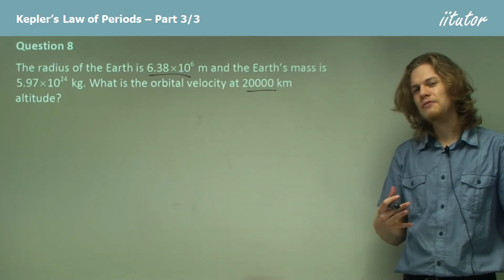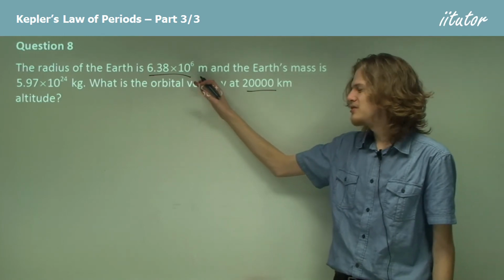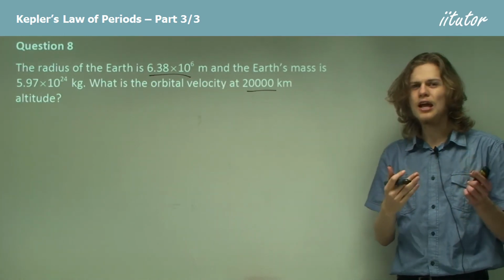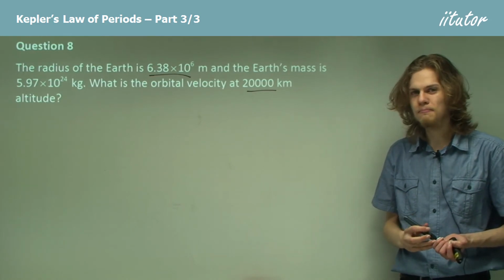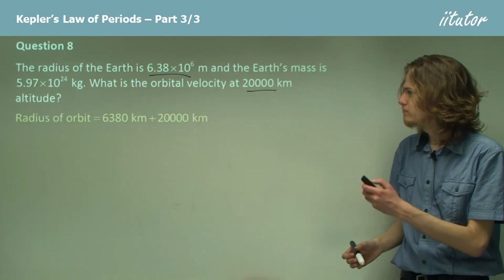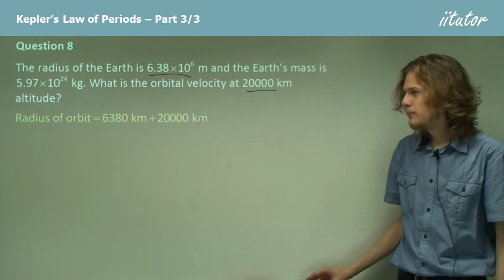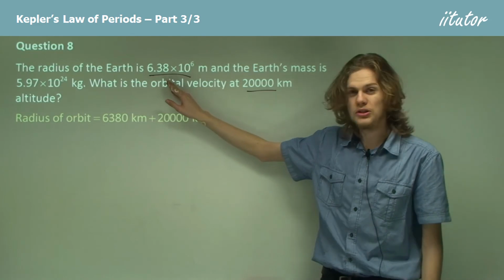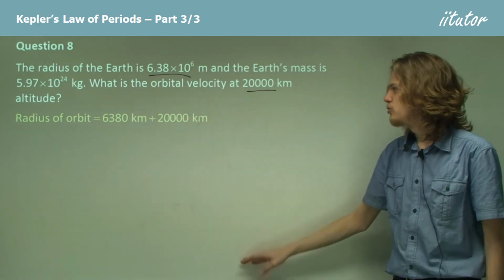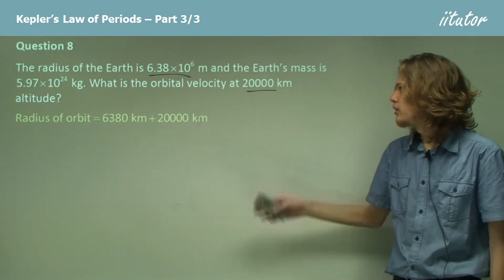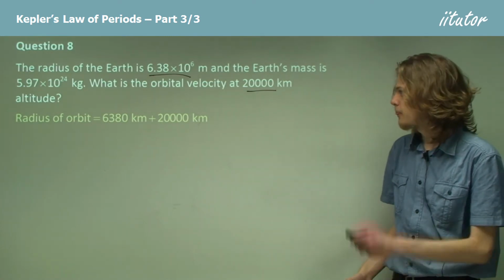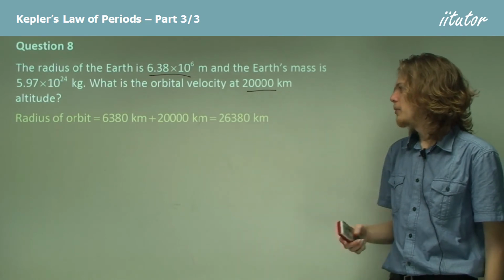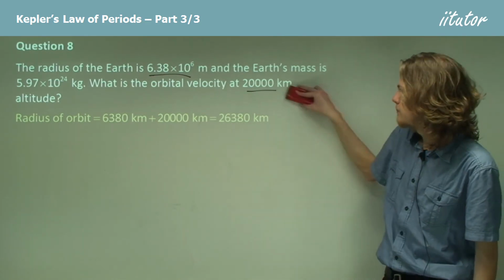Now, these are given in different units. This is in meters, this is in kilometers. So we'll need to translate it to the same units before we can add them together easily. So the radius of the orbit will be 6,380 kilometers, which is the radius of the Earth, added to the altitude of the orbit, which is 20,000 kilometers. And that will give us an orbital radius of about 26,000 kilometers.